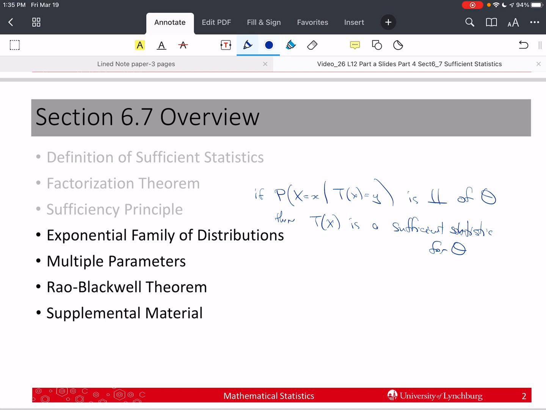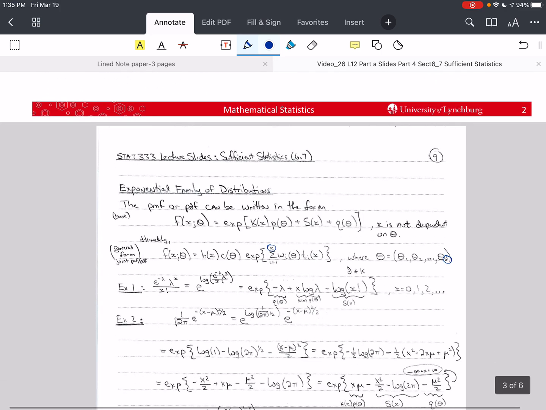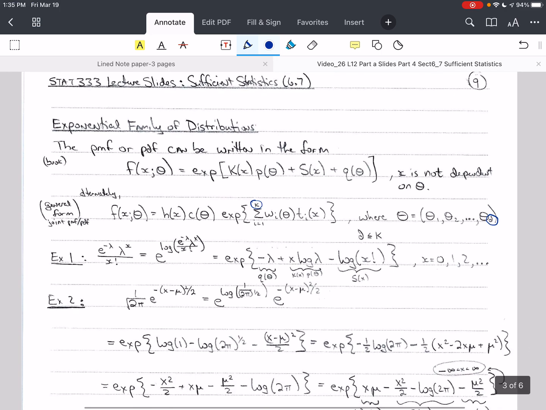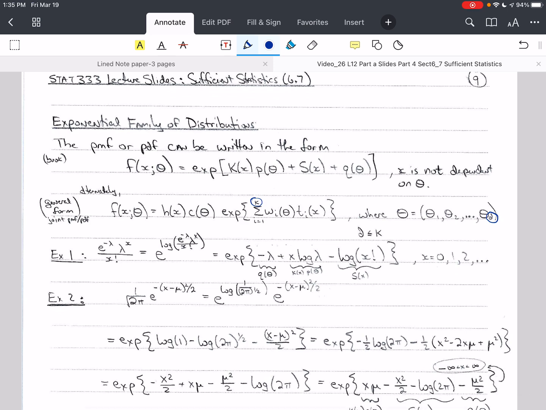In this video, we're going to talk about the exponential family of distributions and some multiple parameters. All right, we'll see how far we can get in a reasonable amount of time. The way that we know that it's the exponential family of distributions is we have to be able to rearrange how we write it in a certain format. If it meets this format, then we can say that it is from an exponential family of distributions.